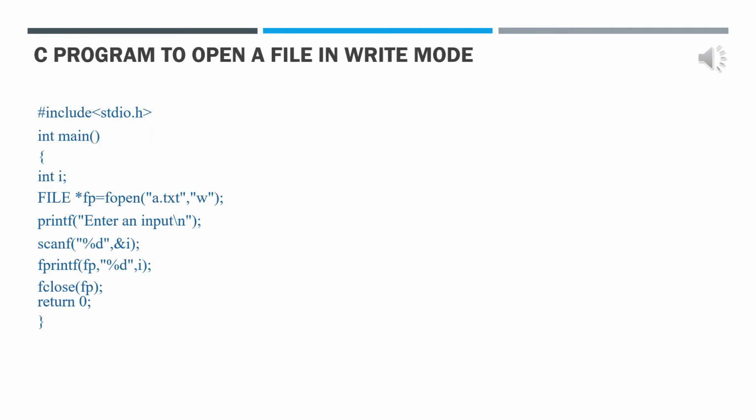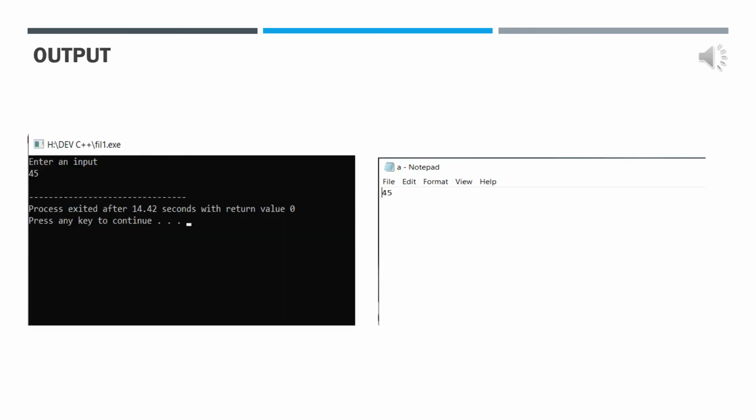Now this is a C program to open a file in write mode. So we have taken an integer i and we want to open a file in write mode, and the name of the file is a. So we want to fopen a.txt and we are opening it in the write mode. There is no such file initially, so a new file will be created, and then on the screen it will be displayed: enter an input. So we enter an integer which is scanned and we print that integer i in the file, and then we close fp.